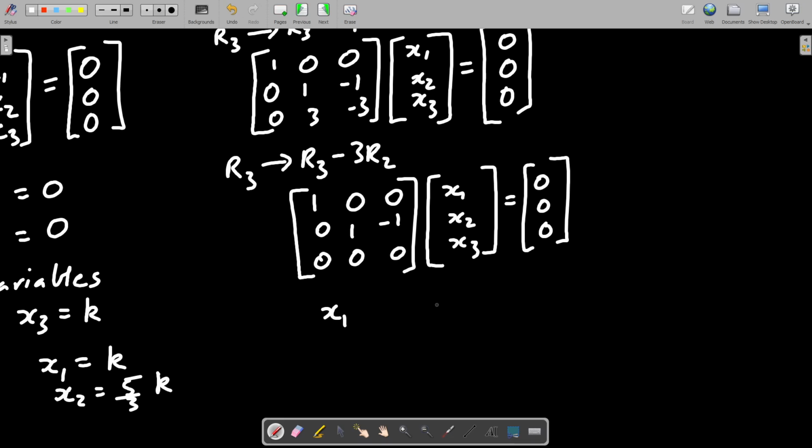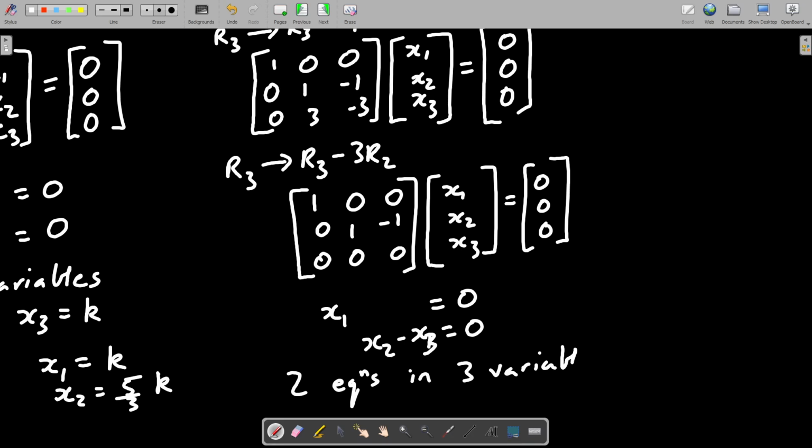Okay, so this now will give you that x1 is equal to 0, x2 minus x3 is equal to 0. So you're left with only two equations in three variables. So one extra variable, we'll give it some name. So again x3 we'll put as, let x3 be equal to 1.